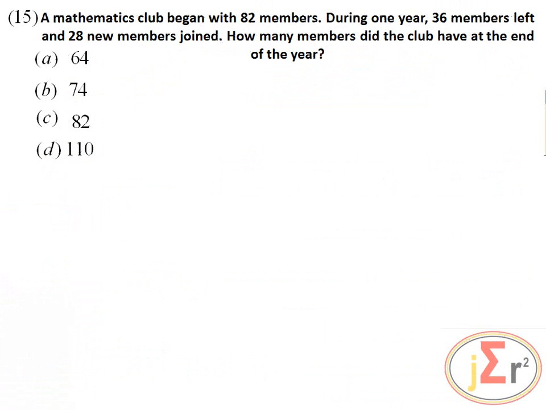A mathematics club began with 82 members. During 1 year, 36 members left and 28 new members joined. How many members did the club have at the end of the year? And Jerry is attacking the problem already. A mathematics club began with 82 members. During 1 year, 36 members left and 28 new members joined.